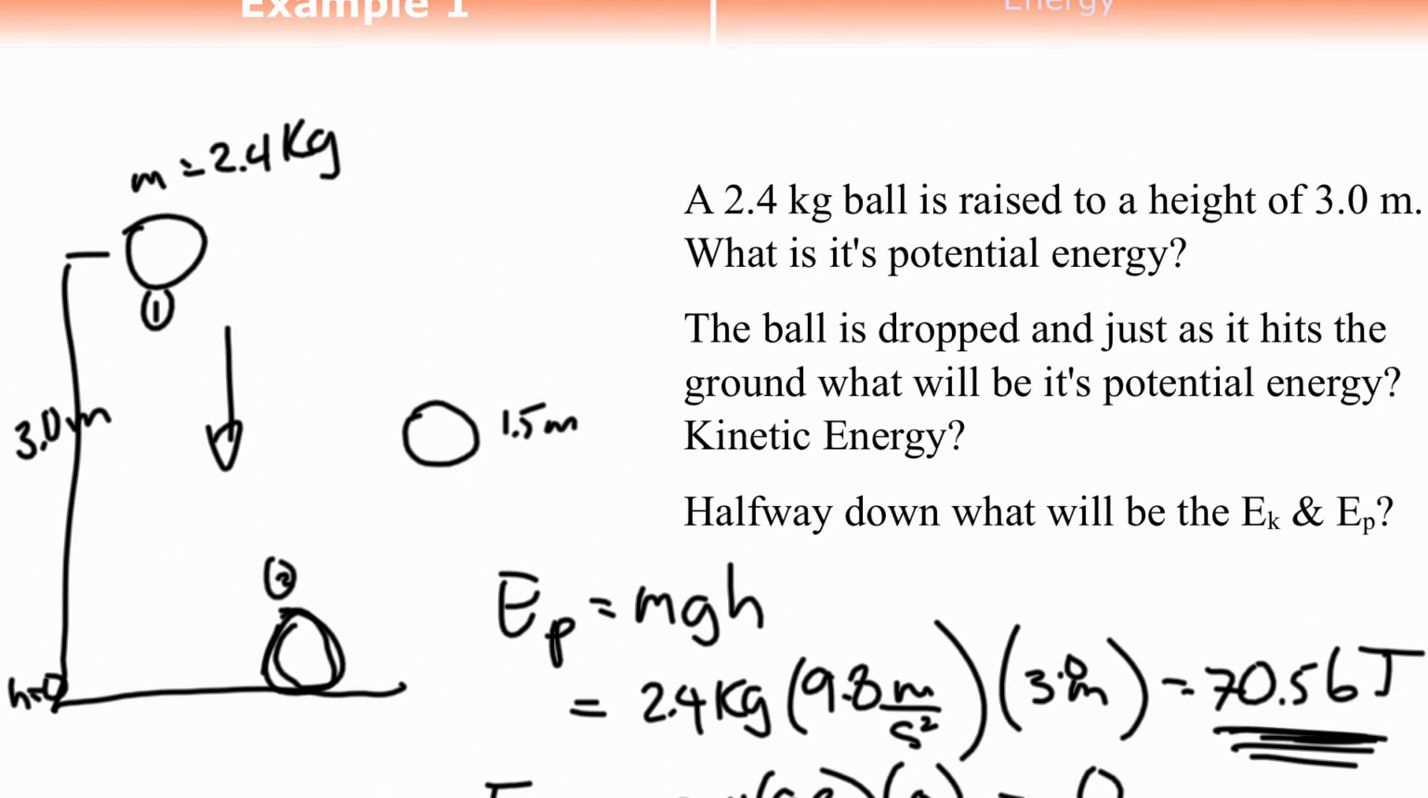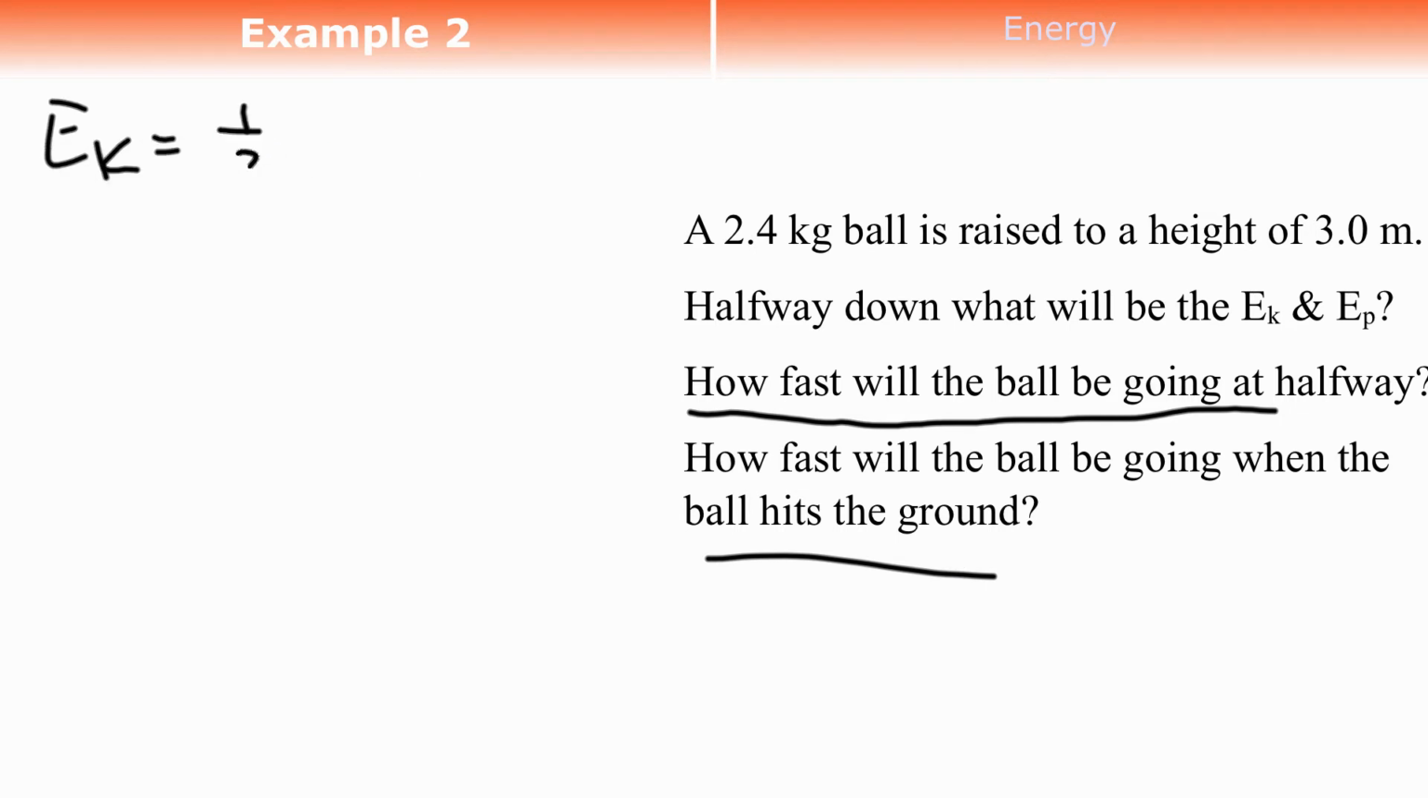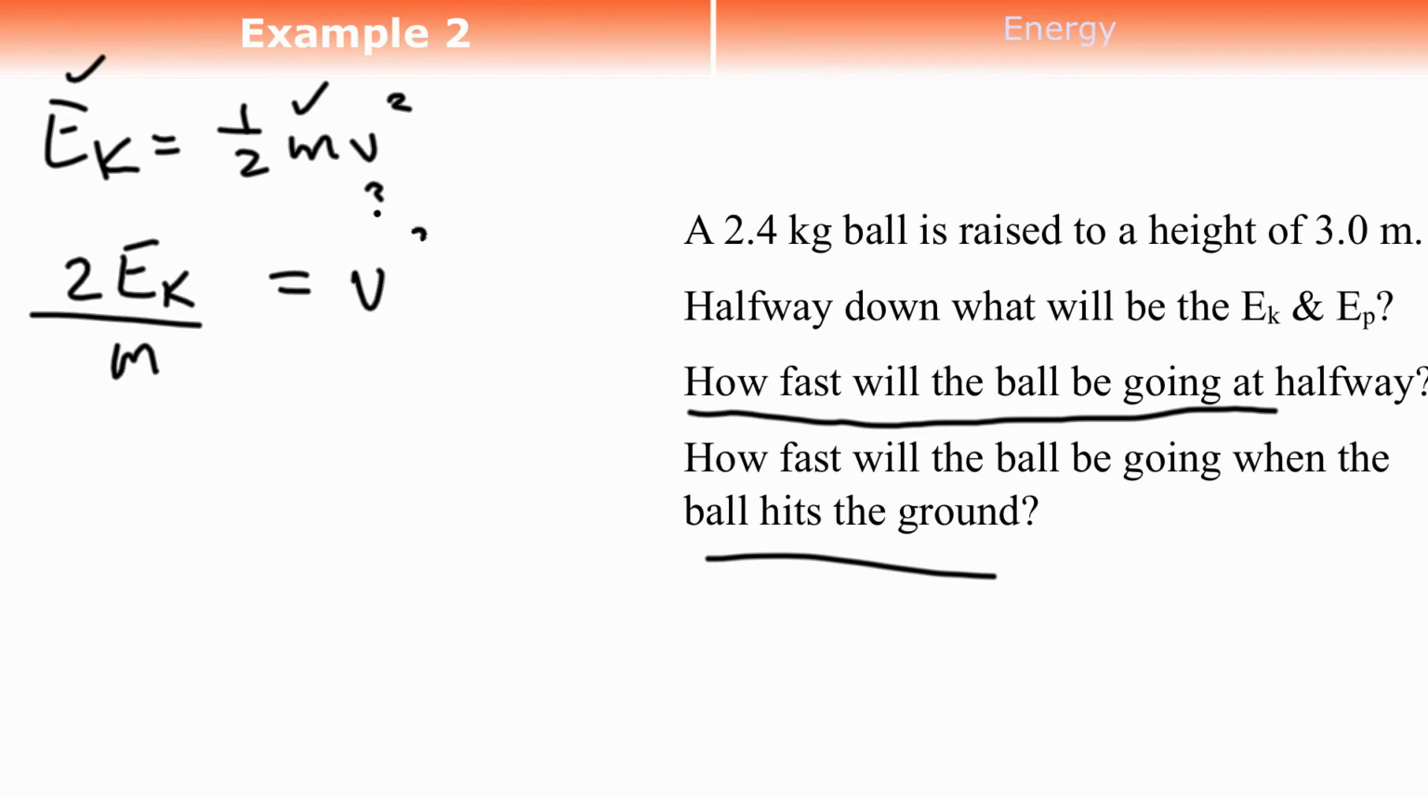All right, let's explore this question in a slightly different way. So we've got 2.4. Here's the question that I wanted to do. How fast will the ball be going halfway? Or how fast will the ball be going when it hits the ground? Well, with kinetic energy, I have this formula, half mv squared. If I know what the kinetic energy is, and I know what the mass is, I should be able to figure out the velocity, and we did that in a previous video. So let me just manipulate the formula. It'll be 2 times the kinetic energy divided by the mass. That'll give me the velocity squared.